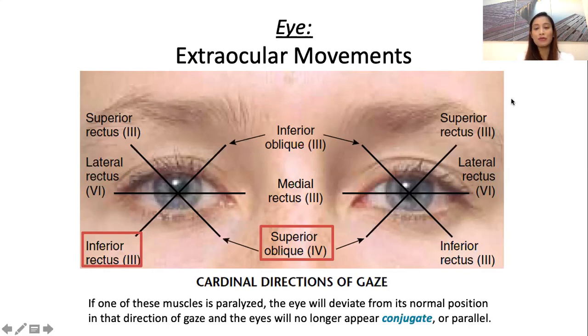If you look upward and leftward, it will be your superior rectus that will contract and the inferior oblique muscle that will contract on the contralateral eye.